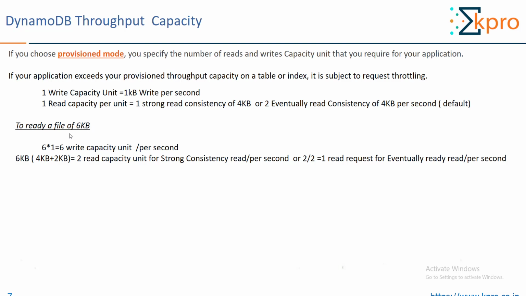To handle a file of 6 kilobytes, same example, 6 write capacity units are required. For reads, one unit covers up to 4 kilobytes, and below 4 it is the same. So for the remaining 2 kilobytes, another unit is generated. So two read capacity units are required if using strong read consistency. If you are using eventual consistency, one read capacity unit is required. So the read unit value doesn't change whether you put your table in provisioned mode or on-demand mode. That is clear.